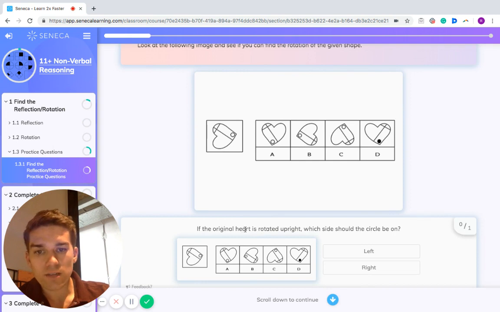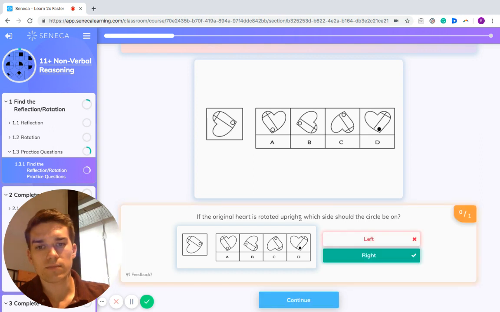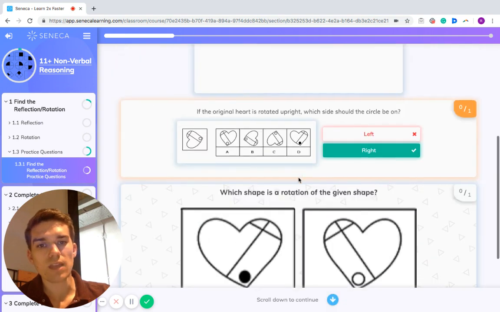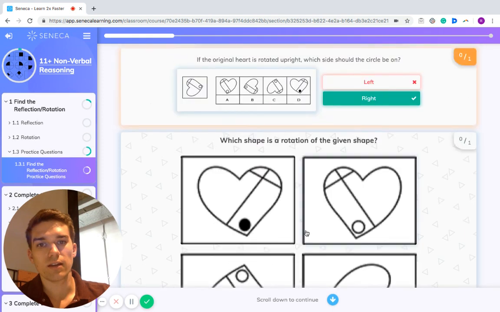Here you go, it's going to talk you through the question. If the original heart is rotated upright, which side would the circle be on? If it's rotated upright, the circle would be on the right. Not quite sure what we mean here by heart rotated upright, but anyway, the circle would be on the right. And which is the rotation of the given shape? Remember we said the answer was B, so it is this one.